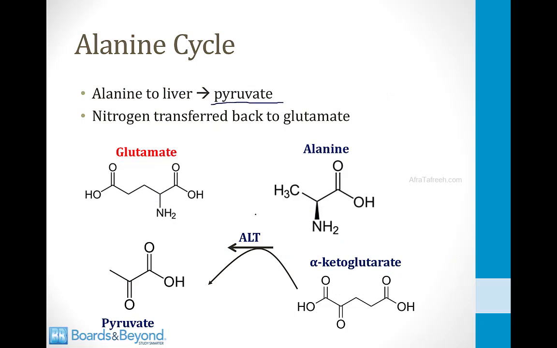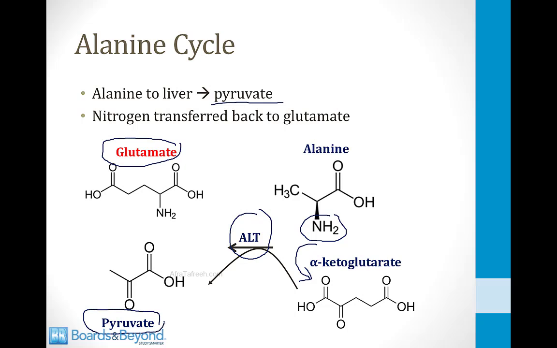This is catalyzed by the same enzyme, alanine aminotransferase, or ALT. In this case, it will transfer the amino group to alpha ketoglutarate. This will regenerate glutamate in the liver and also regenerate pyruvate, which can then enter glycolysis or gluconeogenesis.